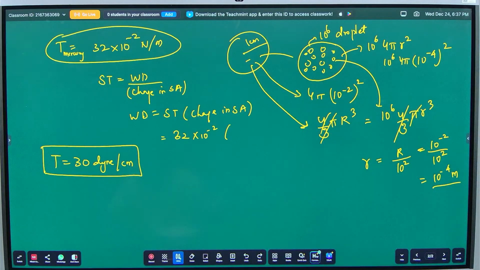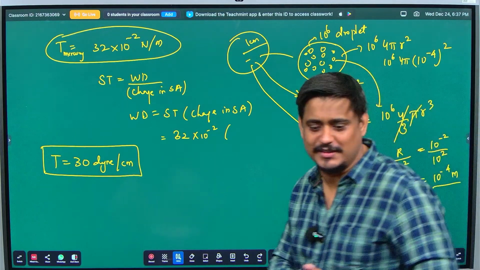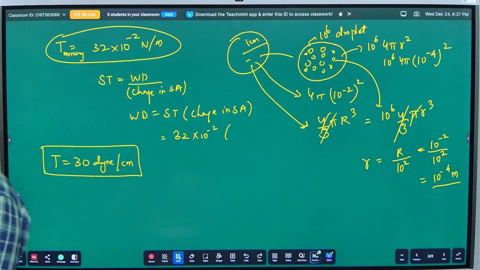Don't try to see. I think this same question I have solved earlier. This one I remember I have solved in one batch, this concept. So same question, I think I have solved it earlier also.